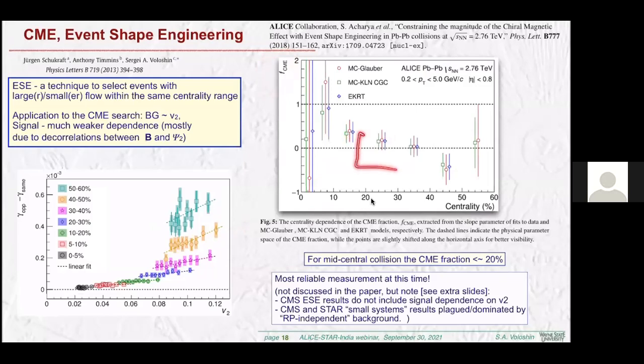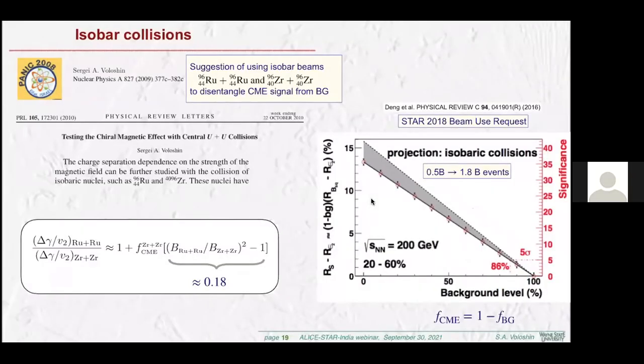You can see that the results are large. It can be consistent with zero, so the uncertainty is also large. And that's, again, as I said, most probably a reliable and accurate measurement.